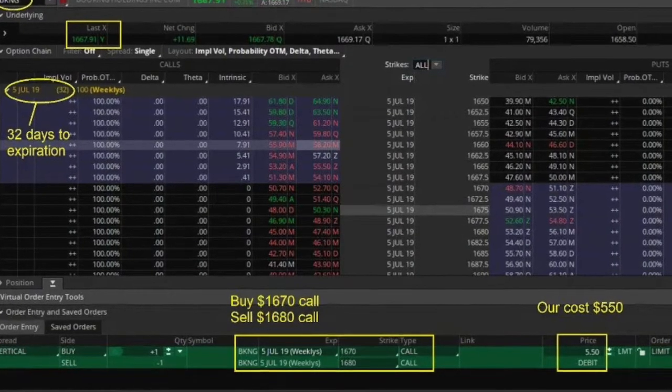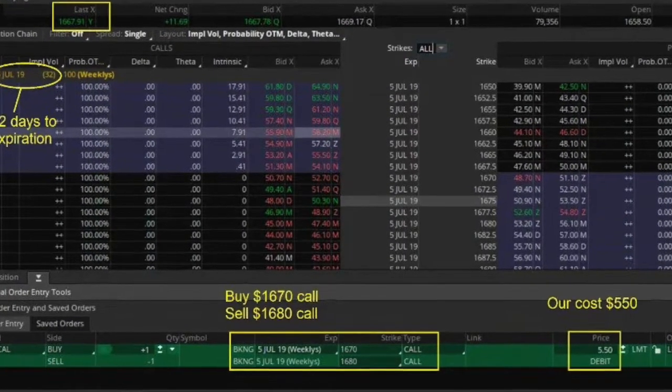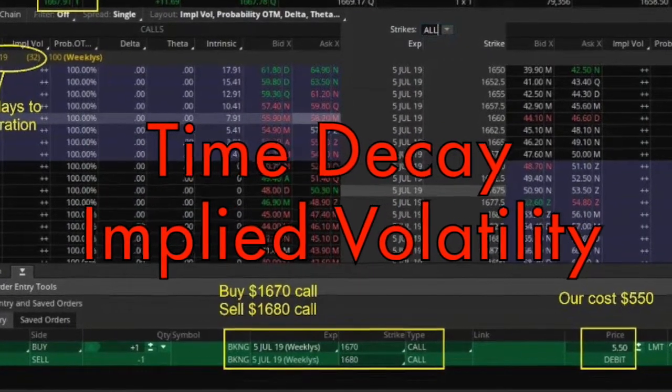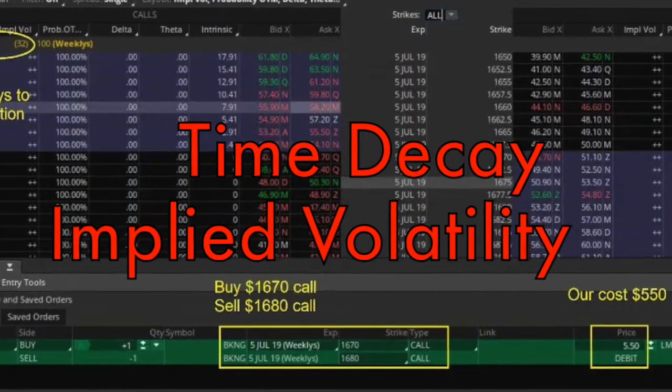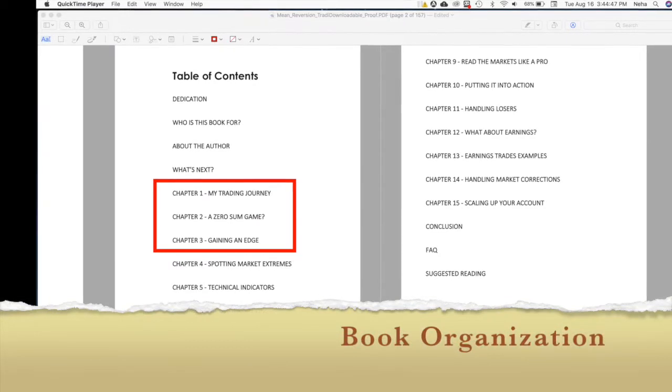The simplicity of the trade structure is quite amazing, as it cancels out the time decay and IV factors of options, and you don't have to worry about them anymore. The book is divided into three sections.